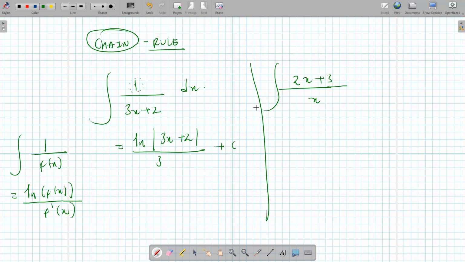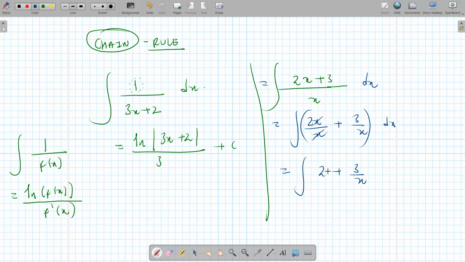We're going to be smart about this. What we're going to do, and this is what you do also when you're trying to find derivatives, we're going to split it up. When you split it up, things become easier. You can split it up, right? Like this. Now look at this. X and x cancel out. So you have the integral of 2 plus 3 over x.